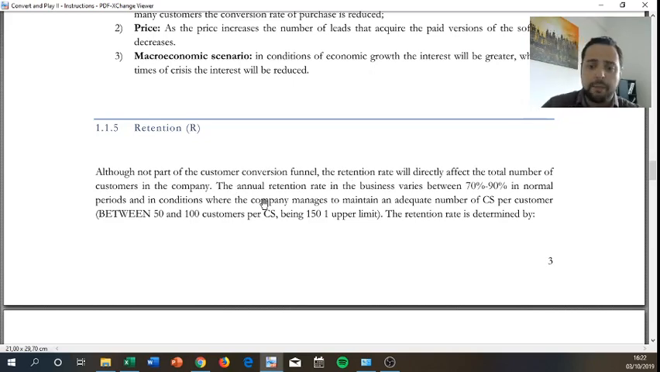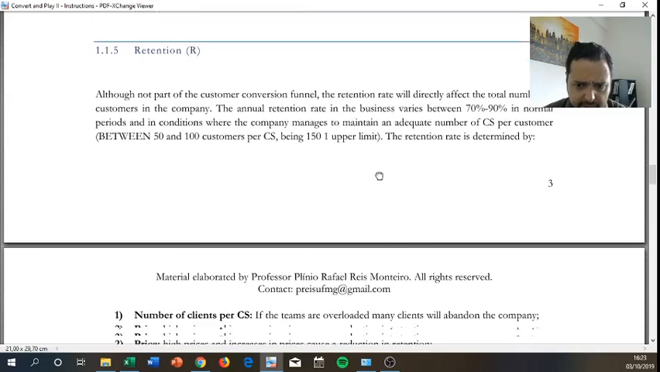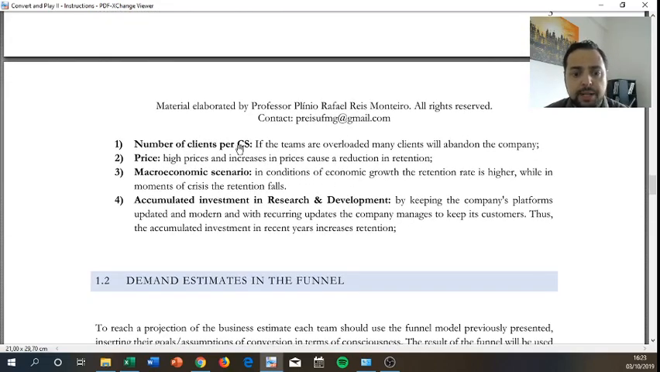And the last stage, the retention stage, is not a part of the conversion to become a new customer, but it's very important to convert a customer to be a loyal customer. So basically here, you need to estimate your customer retention rate, and we're talking about the annual customer retention rate. In general, you expect to retain between 70 to 90% of your customers at the end of 1 year, but a lot of factors can affect this retention. First, the number of clients per customer success.